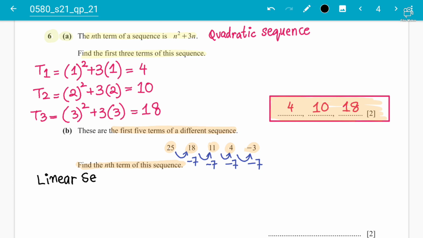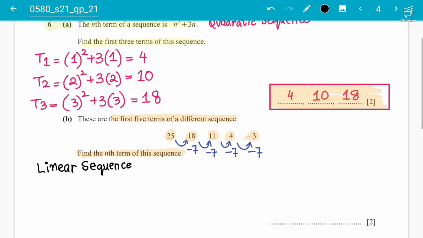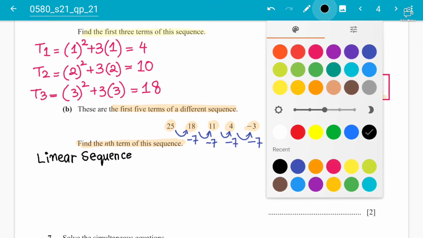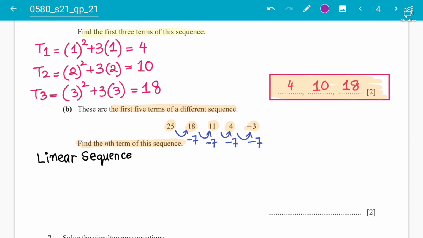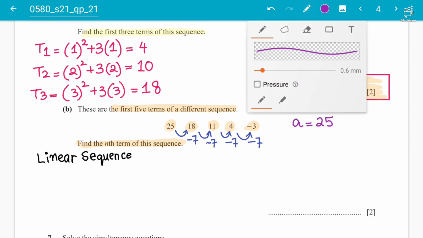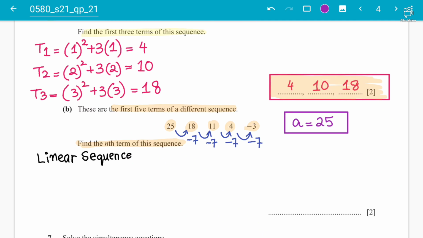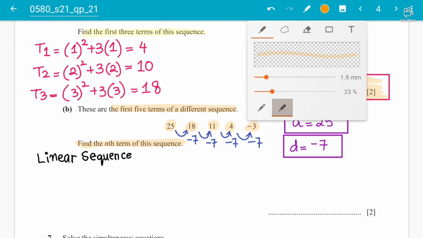Students need to understand that a lot of times they ask you about linear and quadratic sequences. Linear and quadratic sequences are the most common. So you'll say that the first term a is equal to 25. I have told you a is going to be 25 and d is the common difference, which is negative 7 here. So a is 25 and d is minus 7.